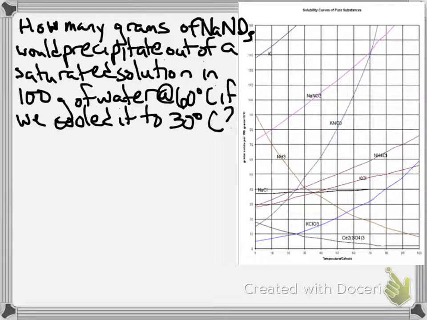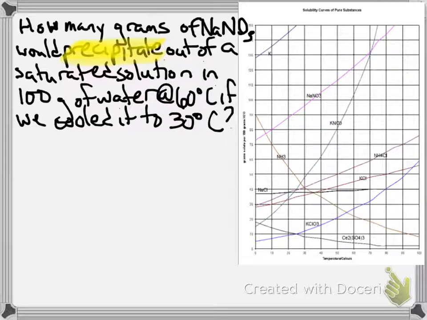So the question here is asking how many grams of sodium nitrate, NaNO3, would precipitate out of a saturated solution in 100 grams of water at 60 degrees Celsius if we cooled it to 30 degrees Celsius. So there's a lot of words here, a lot of numbers. Let's break it down. First of all, this word precipitate here, I'm going to go ahead and highlight that. This word precipitate is really important to remember.